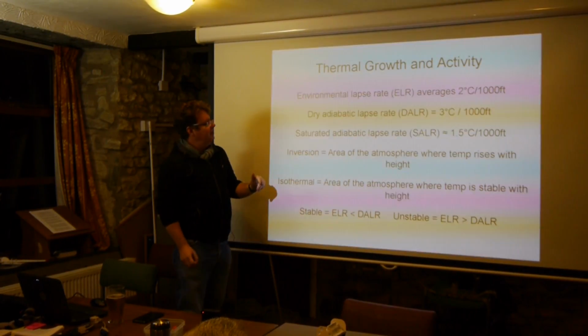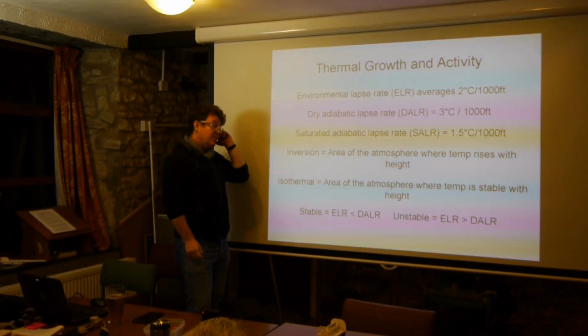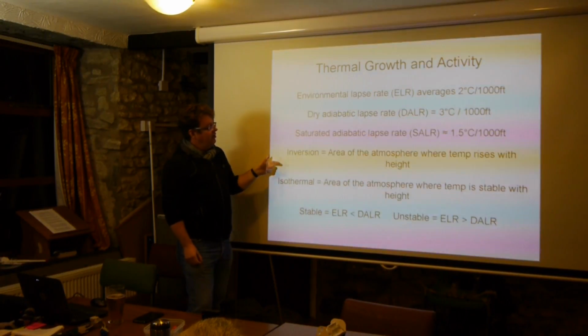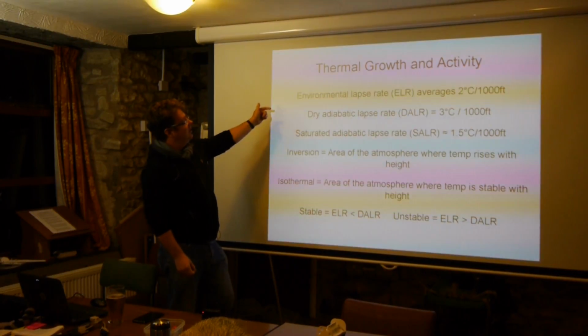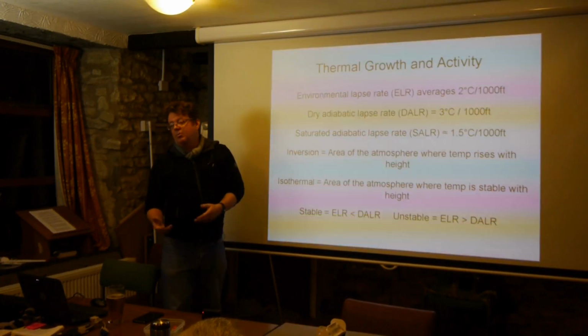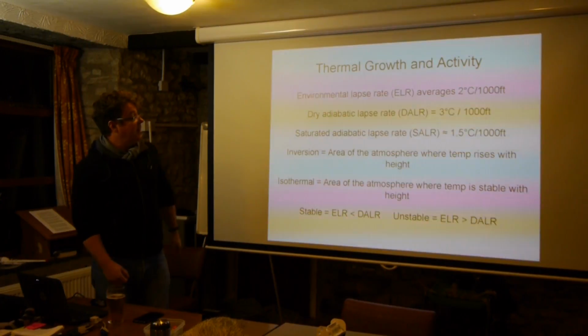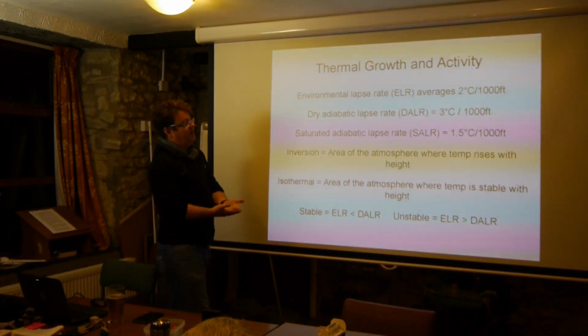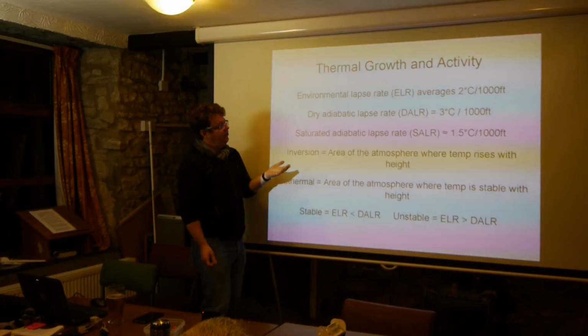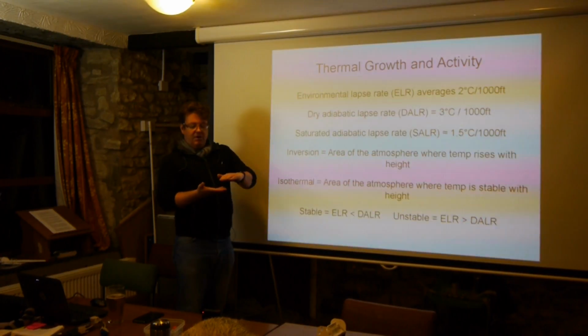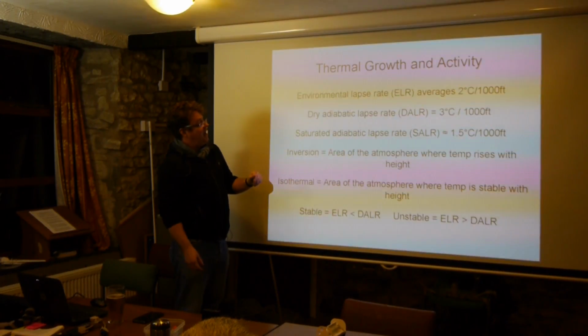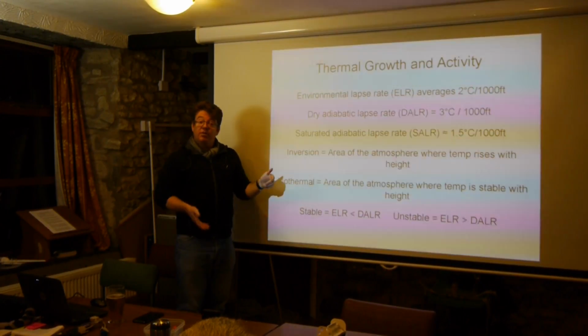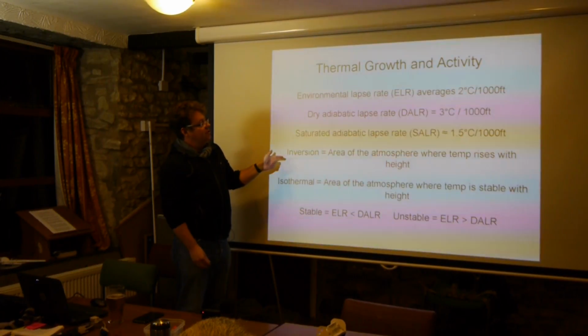Other terminology associated with lapse rates, rates of cooling in the atmosphere. An inversion is actually an area of the atmosphere where the temperature rises with height. So, as we said, the environmental lapse rate is normally about 2 degrees per 1,000 feet. That's the way the profile is on average over the whole surface of the Earth. But you get some areas on the surface of the Earth where at certain heights you can actually have the air warming as you get higher rather than cooling, and that's known as an inversion.